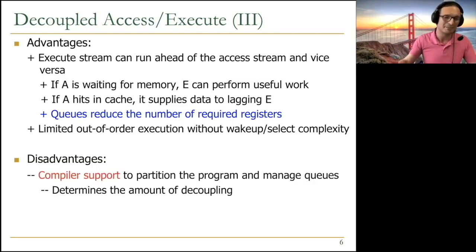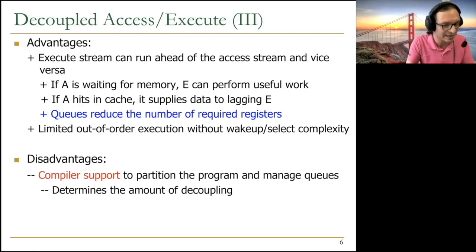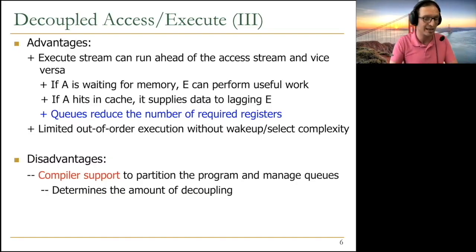Now, again, compiler is important here. Compiler was important for VLIW. Compiler is important for systolic arrays. Compiler is important for decoupled access and execute. You need to have compiler support to partition the program and manage the queues. This determines the amount of decoupling you can get. And people have developed interesting compilation techniques for this also, not as much as VLIW has done, and not as much as work that's going on in systolic arrays today, actually. But still, compiler is important.